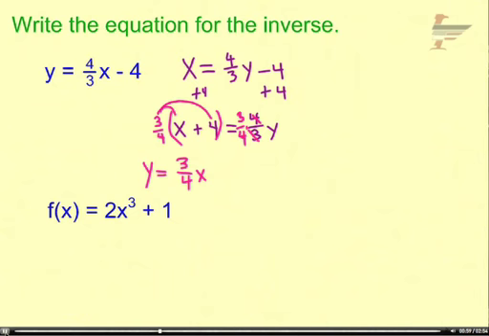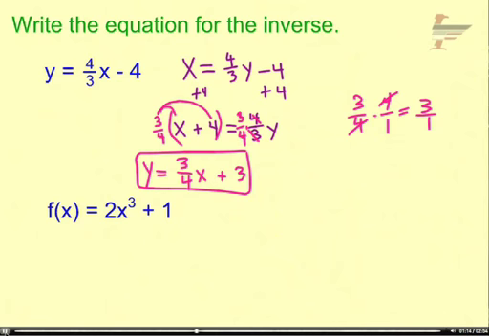and then 3/4 times 4, if we look at that for a second, times 4/1, these 4's are going to cancel, so we are left with just a 3/1 or a 3. So y equals 3/4 x plus 3. And that one is done.